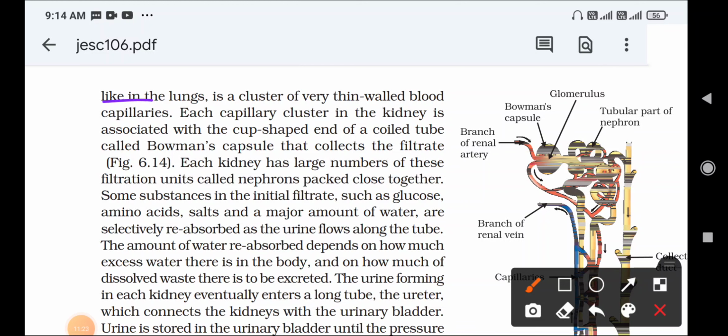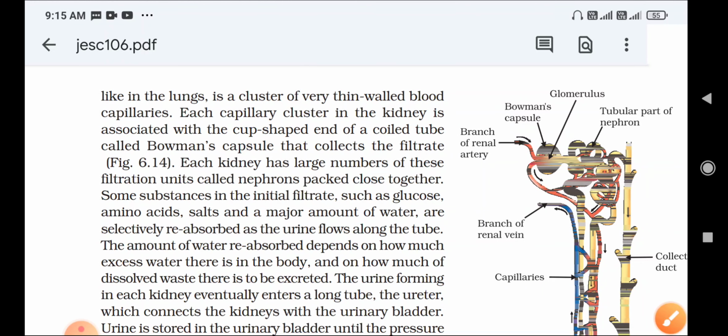Like in the lungs, the kidney has a cluster of very thin-walled blood capillaries. Just like in the lungs, where the small thin cells are called capillaries, here in the kidneys we also have small thin cells called capillaries. Each capillary cluster in the kidney is associated with a cup-shaped end of a coiled tube called the Bowman's capsule.